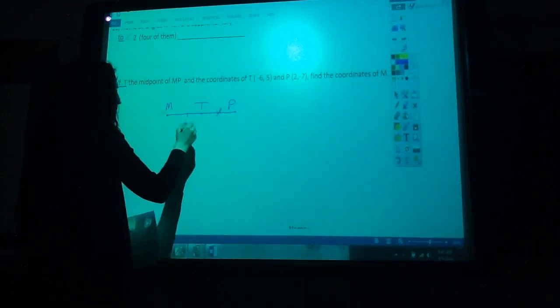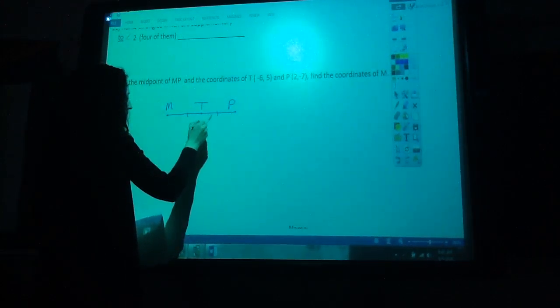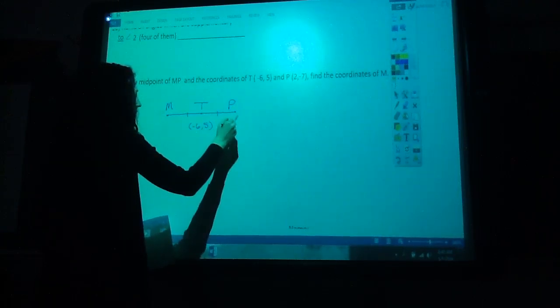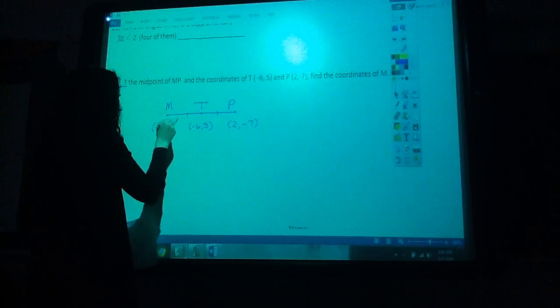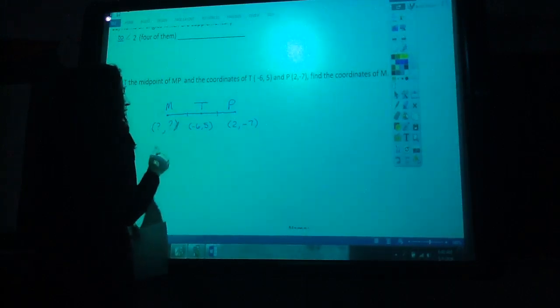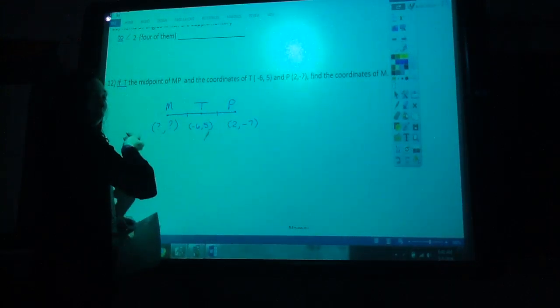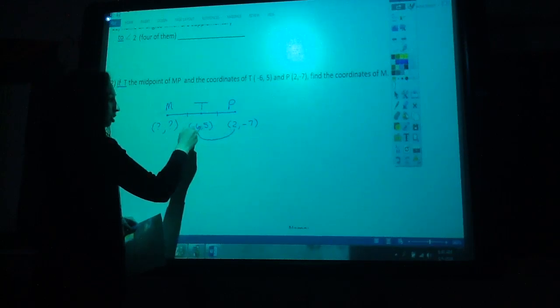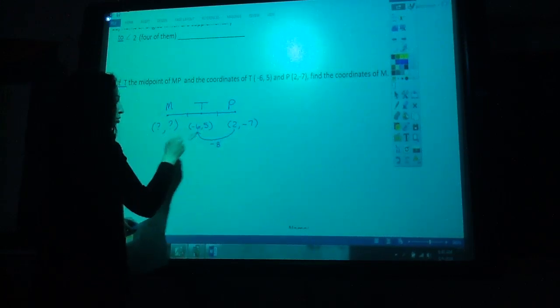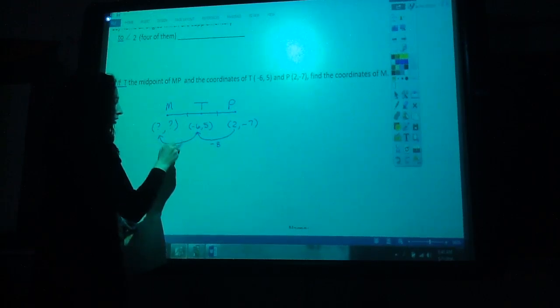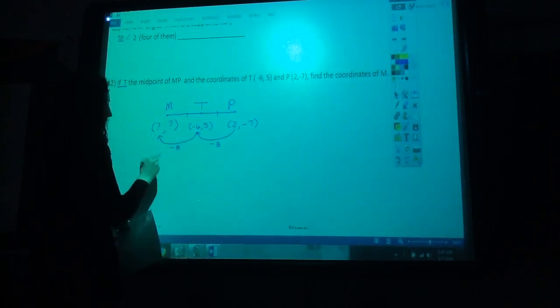So if I know that my middle is at negative 6, 5, and I know my end point is at 2, negative 7, I'm looking for my starting point. So I'm going to work my way backwards to that. To go from 2 to negative 6, I had to subtract 8. So I'm going to subtract 8 again. And that should give you negative 14.